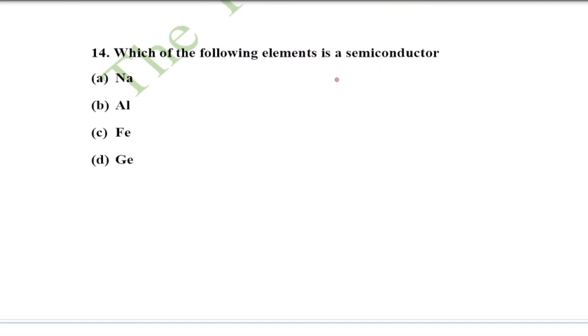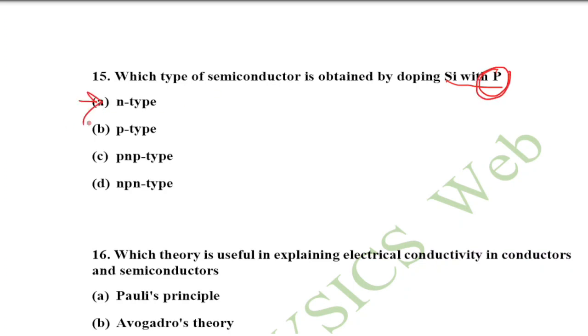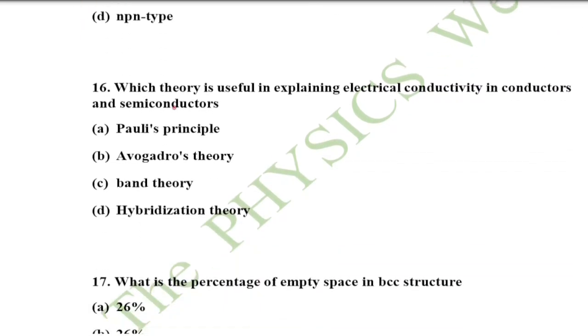Which of the following elements is a semiconductor? Germanium. So, correct option is option D. Next, which type of semiconductor is obtained by doping silicon with phosphorus? Okay, see, phosphorus is a pentavalent impurity. So, it will result in a N-type semiconductor. So, A is your correct option. Next, which theory is useful in explaining electrical conductivity in conductors and semiconductors? This is your band theory. So, C is your correct option.